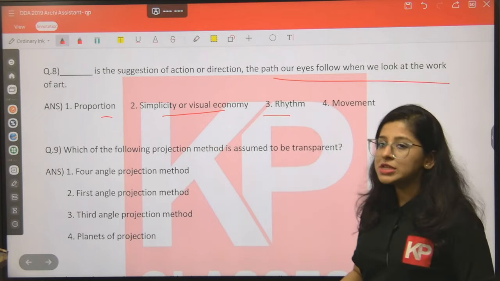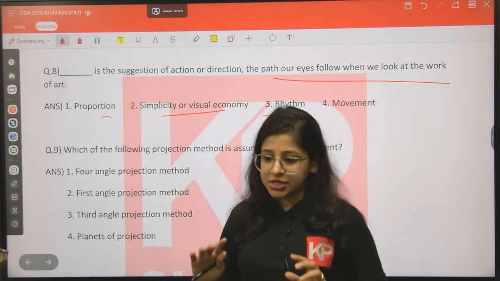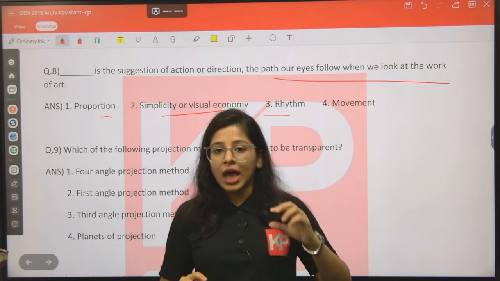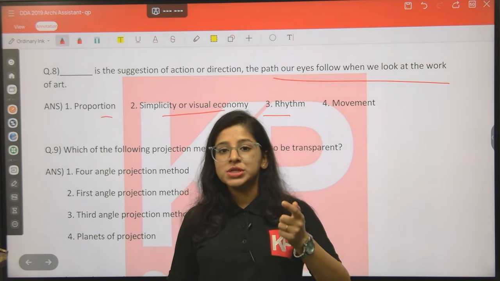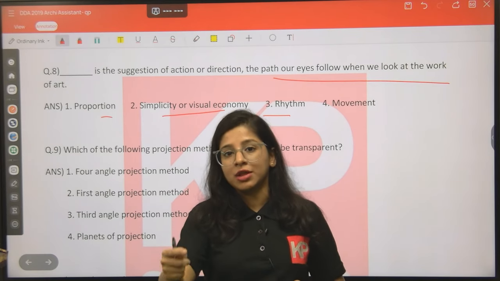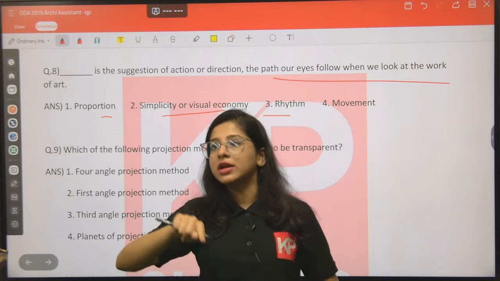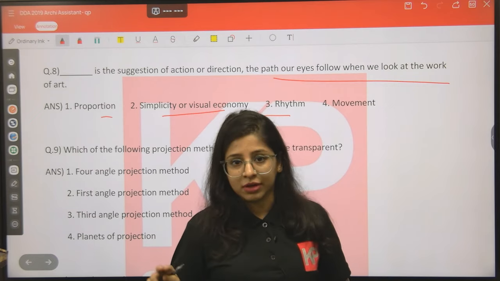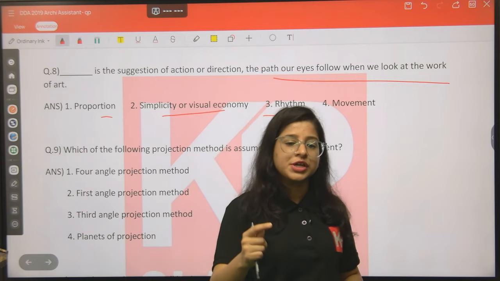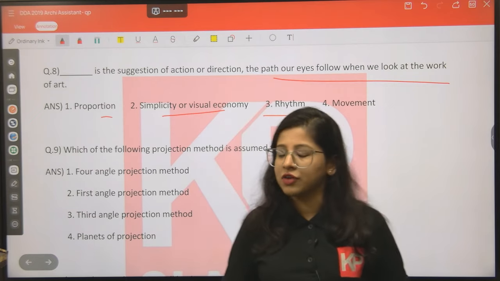Then rhythm. Rhythm means what? It's a repetitive pattern. Let's say you are making a drawing and you're doing some kind of composition, and in a composition you repeat a particular element to create a kind of rhythm, a kind of pattern. That is what rhythm is. Basically, repetition of certain elements to create a pattern.